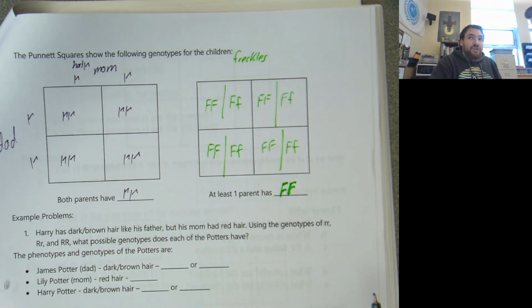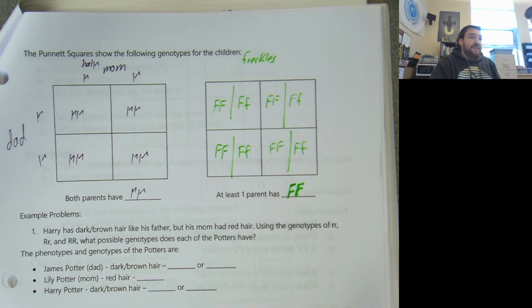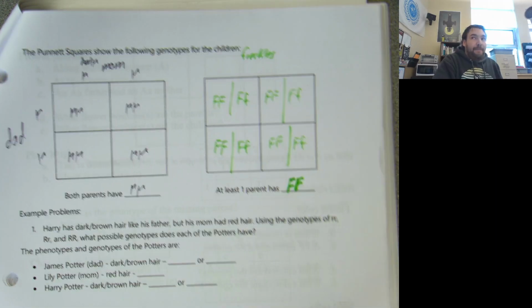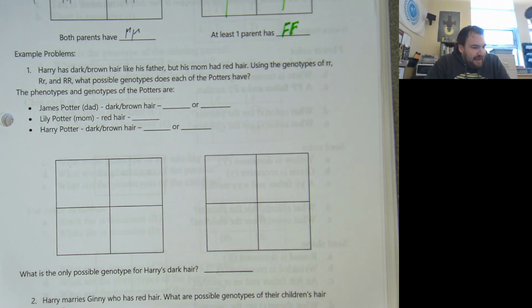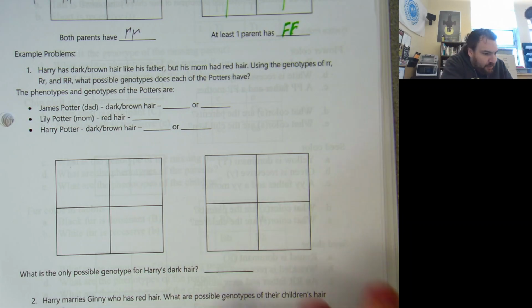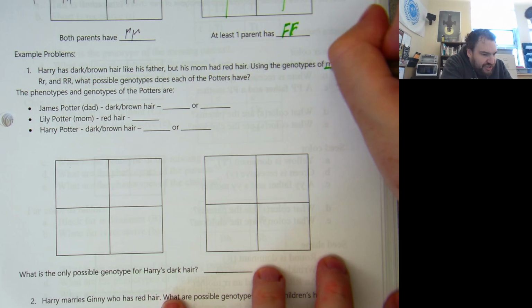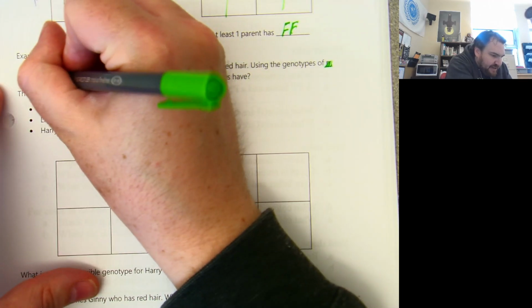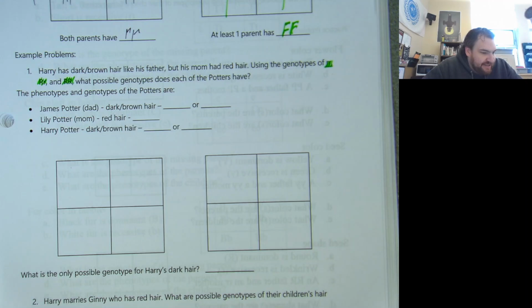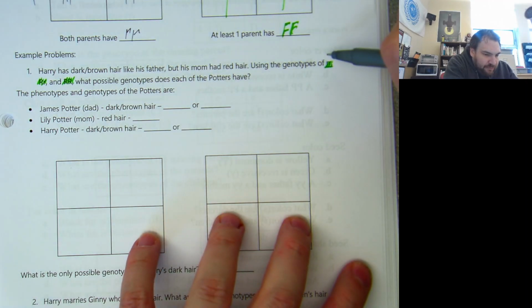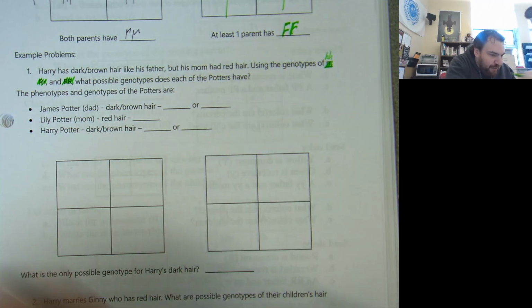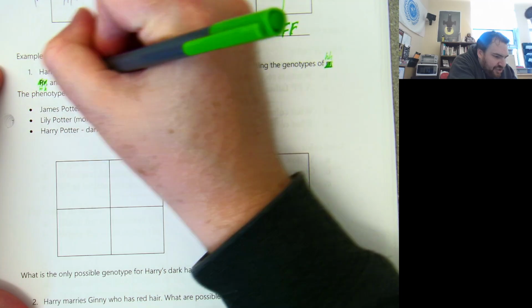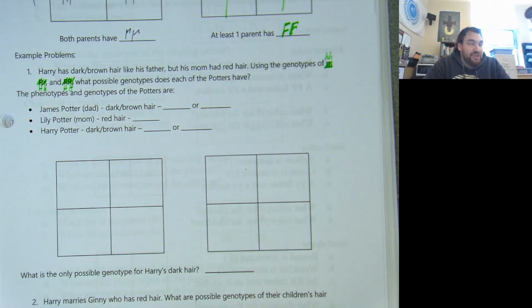Okay. So, Ginny is a Weasley. Ginny gets with Harry. So let's talk about Harry. Harry has dark brown hair like his father, but his mom had red hair, we are told in the books. Using the genotypes of lowercase r, oh, we're going to change it now. I get rid of this. Scribble this out. I don't like R's because that's the recessive trait, and I've said how many times that needs to be the dominant trait. We're going to use H's again. It's going to be lowercase h for red, big H, little h, and big H, big H. Those are the genotypes we're going to use.